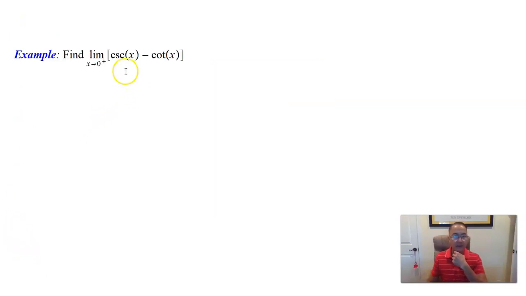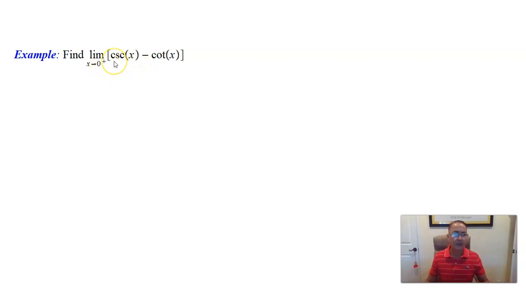All right, here's another indeterminate difference. We're approaching 0 from the right, positively, and we're looking at cosecant x minus cotangent x. I like this example because we don't often work with cosecant or cotangent. So let's put them together. They're saying like, what about us? Why are you ignoring us?